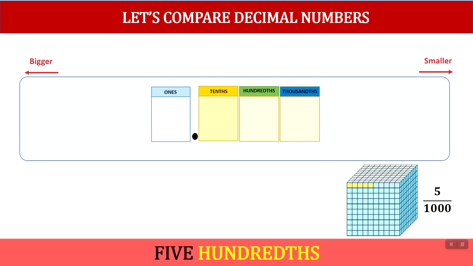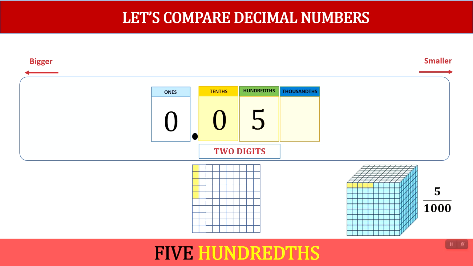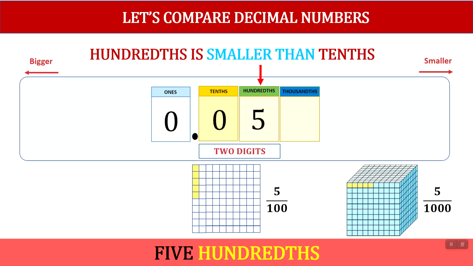Now let's look at 5 hundredths. 5 in the hundredths column, 0 in the tenths, 0 in the ones. We know that this is 2 digits after the decimal when we talk about hundredths, and is represented here in this diagram, 5 out of 100. Hundredths is smaller than tenths because hundredths is to the right, making it smaller. Tenths is to the left, which makes it bigger.